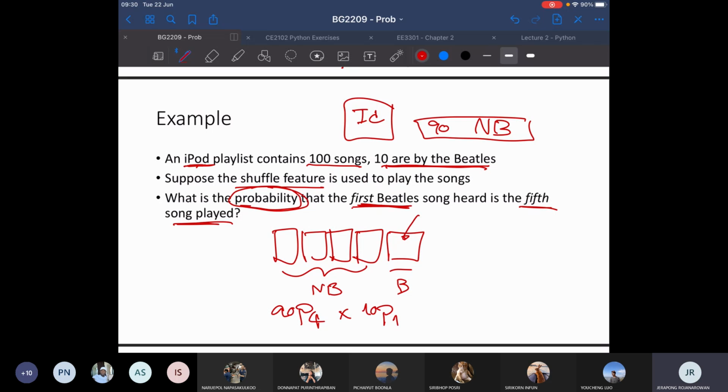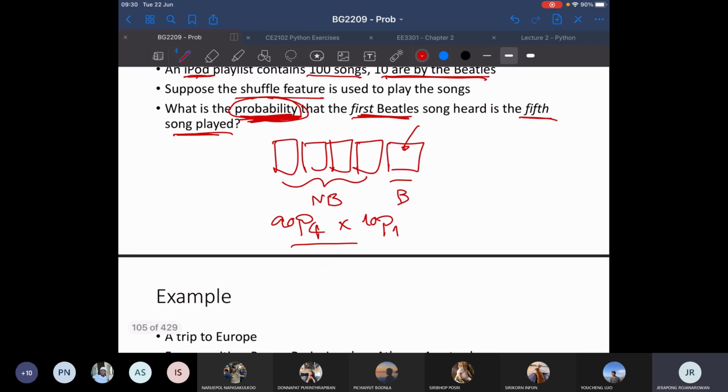That's gonna be the number of ways, but don't forget that they ask the probability. Therefore, what you have to do is you have to divide this by the total number of ways you can do all this, right? Total number of ways you can do all this is going to be what? You have 100 songs, right? And you play 5 songs. Okay, that's the answer.